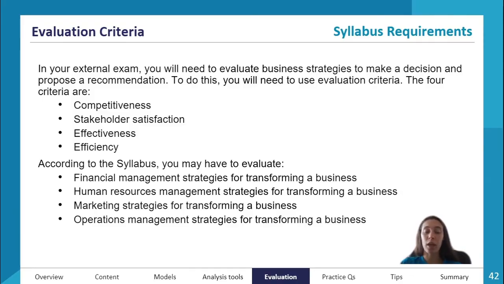There are a few things in the syllabus that you may need to evaluate: financial management strategies for transforming a business, human resources management strategies, marketing strategies, and operations management strategies. Those are the four key pillars that you could be given. It could be about internal employees, or it could be about the way the business does its marketing.